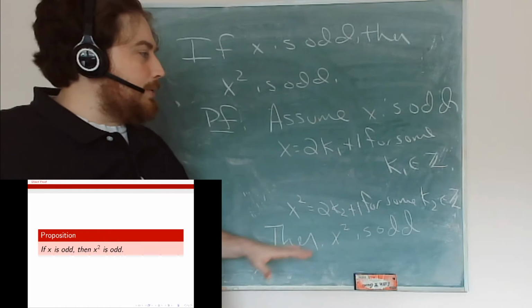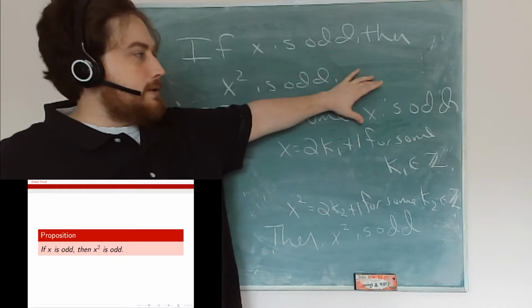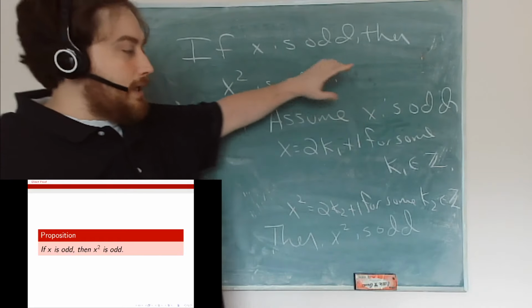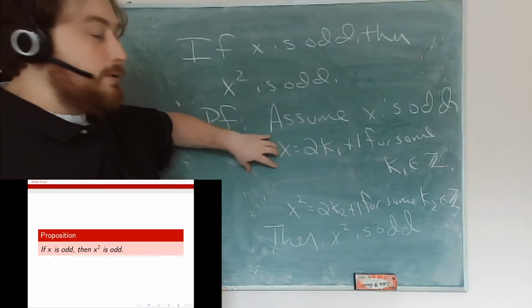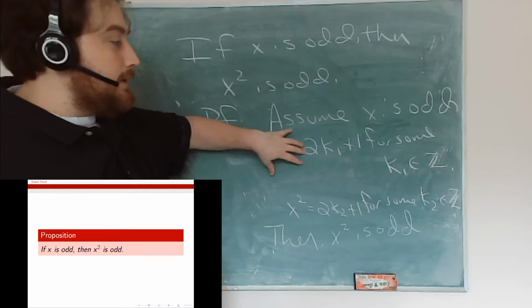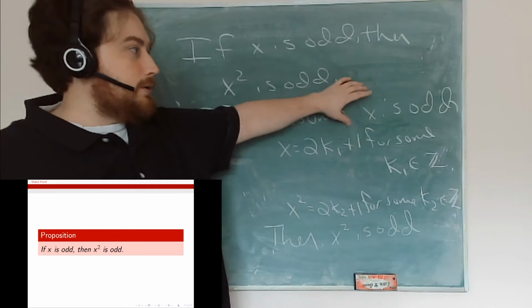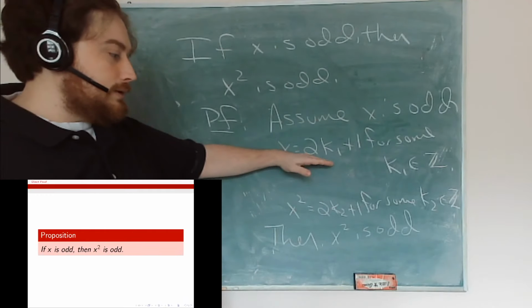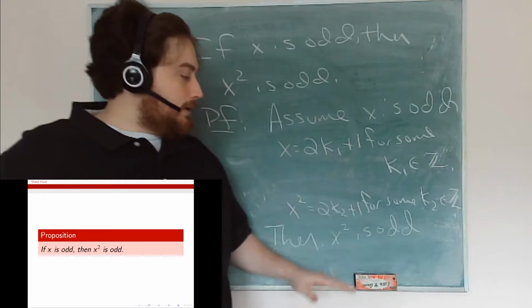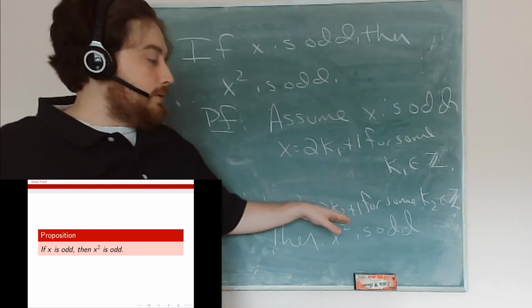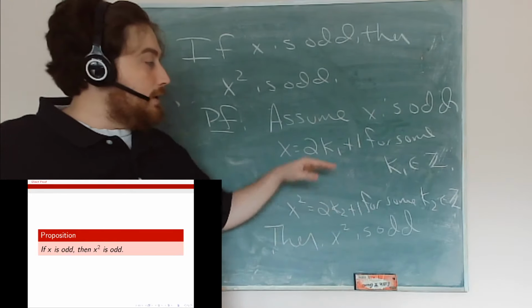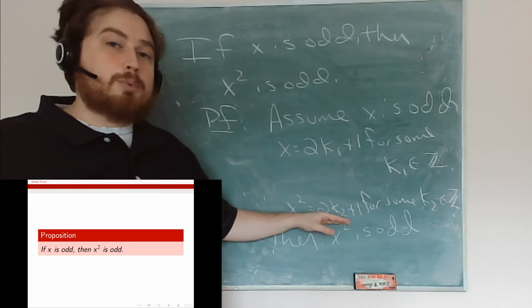I know that's getting jumbled in here. I'm trying to put it up here. But what I'm trying to say is that something is odd means, or is equivalent to, because we just proved this, x is equal to 2 times an integer plus 1. And so if I get to assume x is odd, I get to assume this. And if I have to show x squared is odd, I have to show x squared is 2 times an integer plus 1. So using this, I have to prove this.